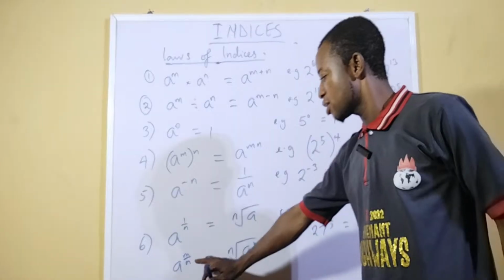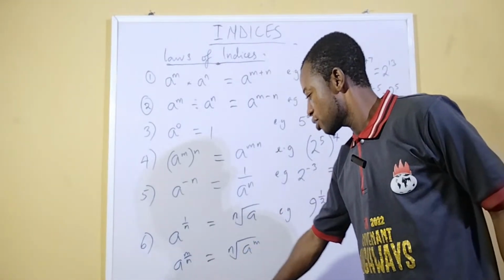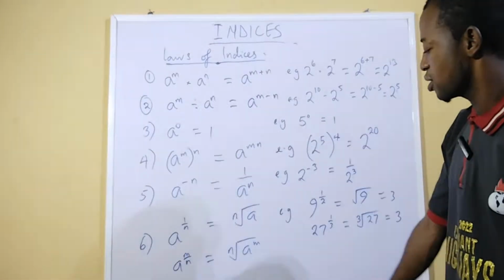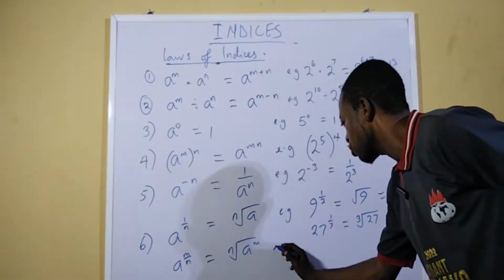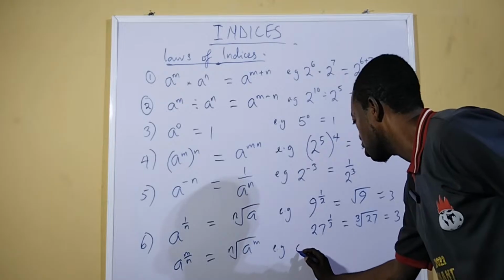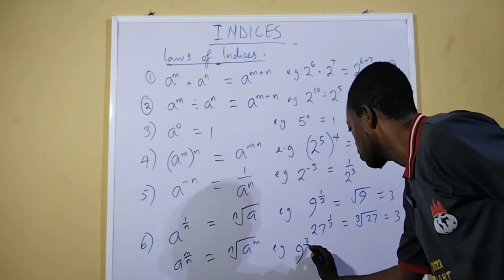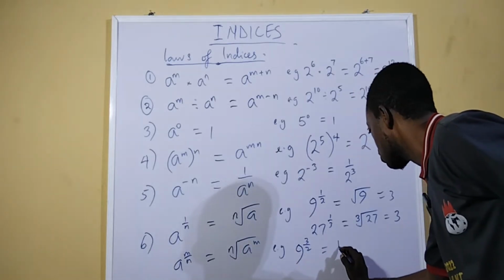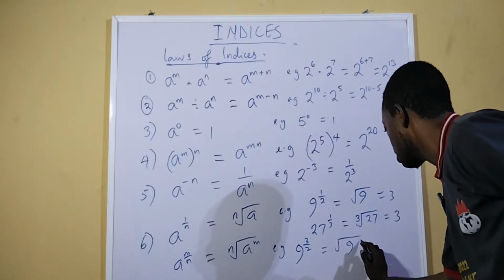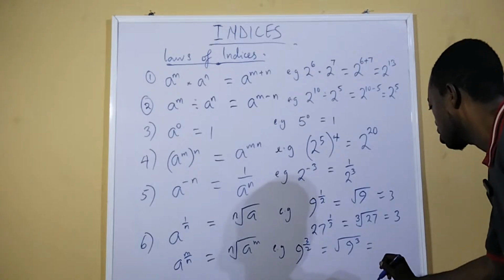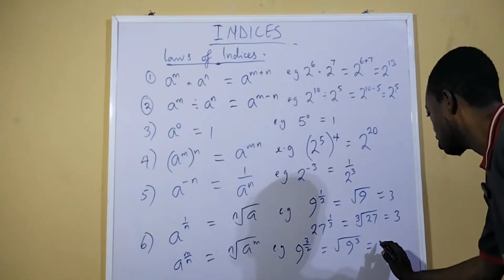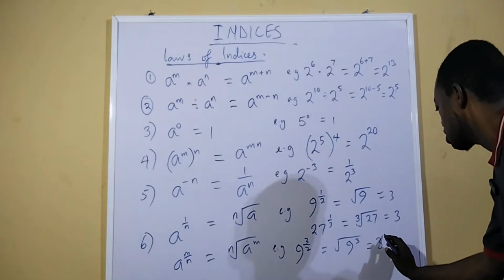So generally, a raised to power m over n is nth root of a raised to power m. So for instance, if we have 9 raised to power 3 over 2, this will give us square root of 9 raised to power 3. And root 9, that's 2. I mean, that's 3 rather. That's 3 raised to power 3.